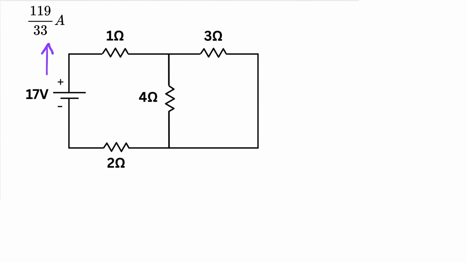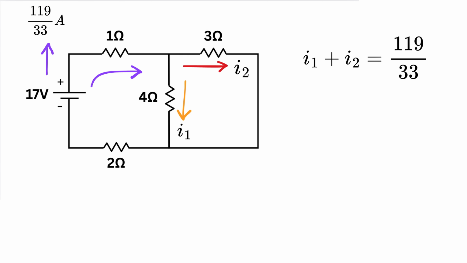Next, bring back the original circuit with all the resistors. So now this same current will flow like this, and then it will be distributed in this branch and in this branch like this. So if we label the current flowing through this 4 ohm resistor as I1 and the current flowing through this 3 ohm resistor as I2, then we have I1 plus I2 equals 119 over 33, right? Because this same current was distributed in both the branches.